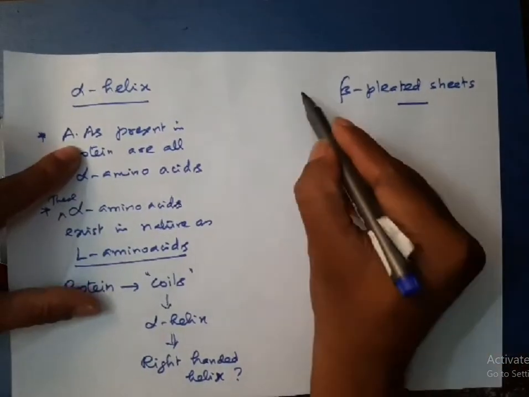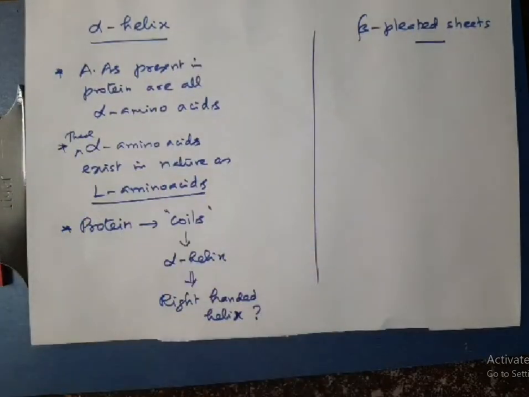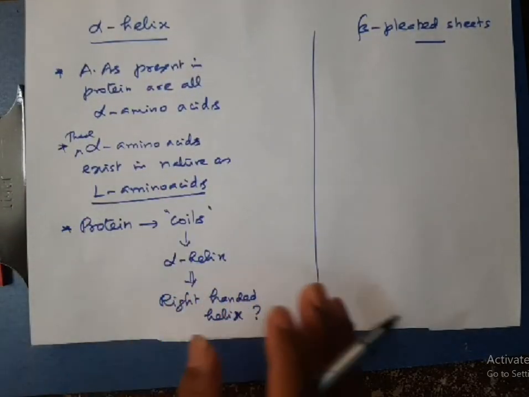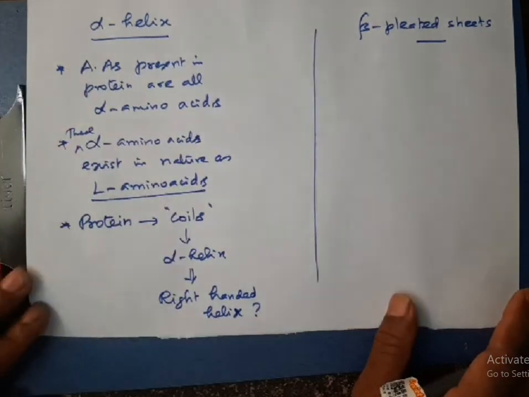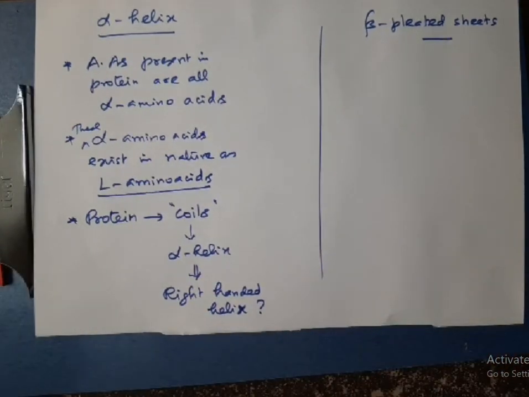I'll come to beta sheets later. First, we'll finish off this alpha helix. Now, I'll show you how the alpha helix structure will look. So, students, keep this in mind. Protein contains a polypeptide chain. In the polypeptide chain, how different amino acids are arranged, if you identify that arrangement, that is nothing but primary structure. After identifying the arrangement of amino acids in the protein chain, now we are going to the next level of structure.